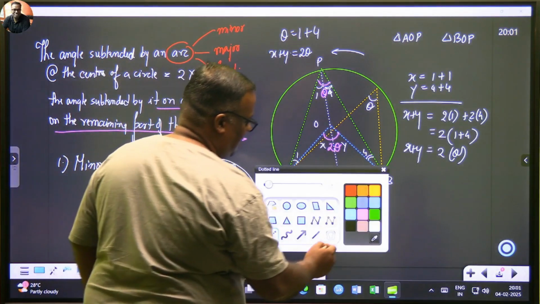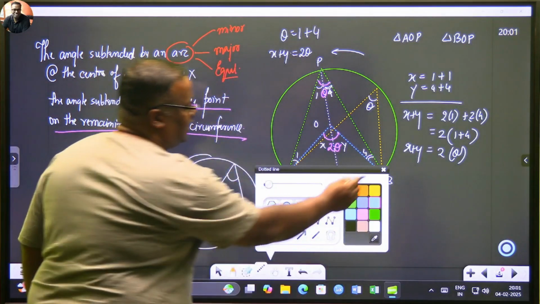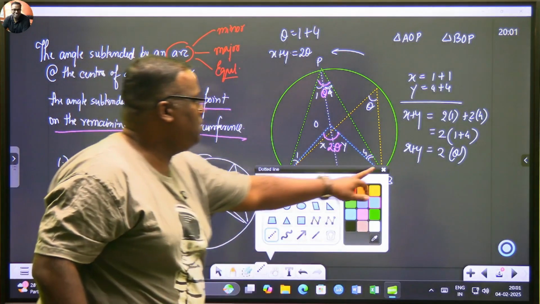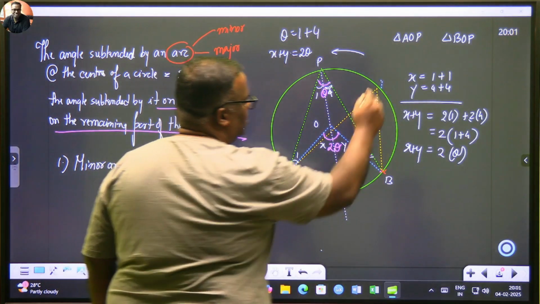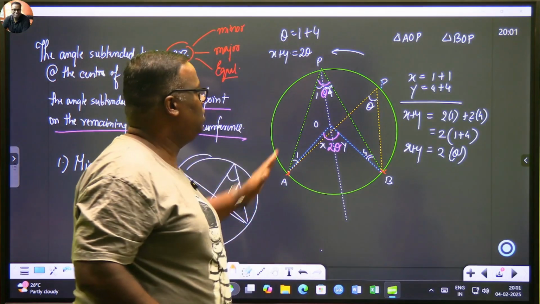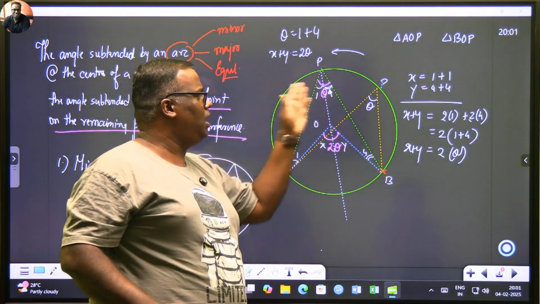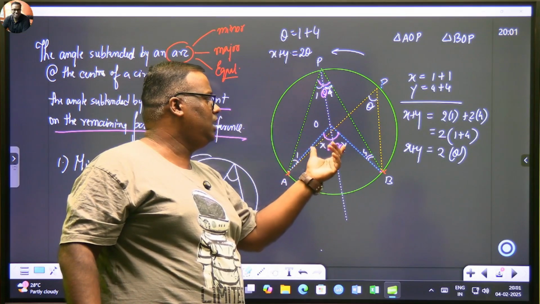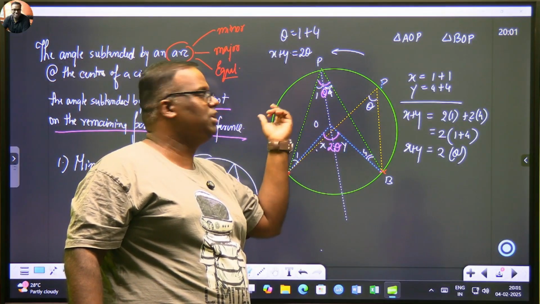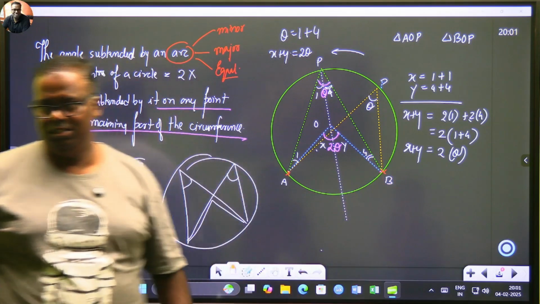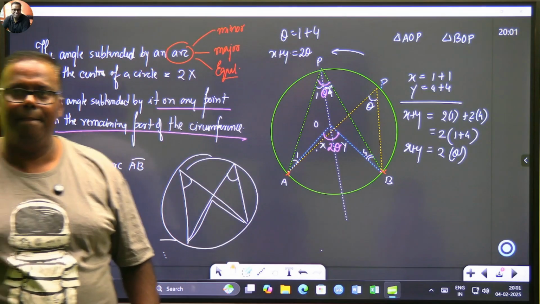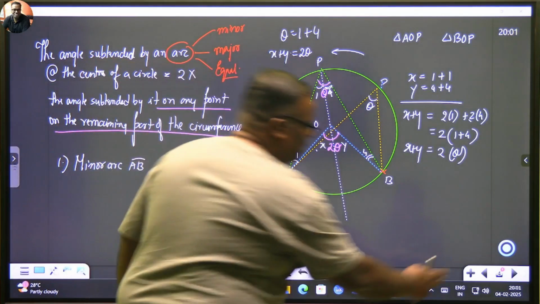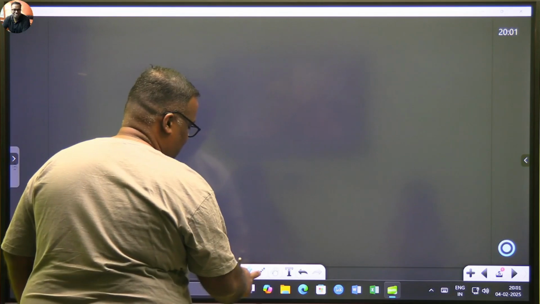But sir, can you explain that again? I didn't understand. P point can be anywhere, no beta. P can be here also. P can be here also. So it's not that P should be here. It can be anywhere. But the criteria is that the angle subtended at the center is twice the angle subtended at any point. Is it getting into your mind? Yes. Hanji? So that endpoint will still be the same.